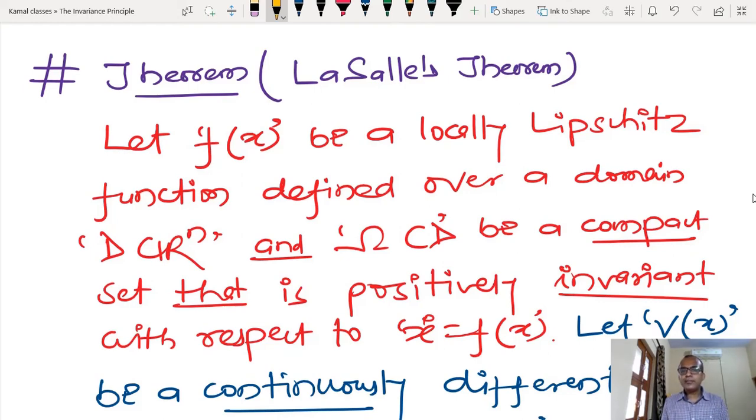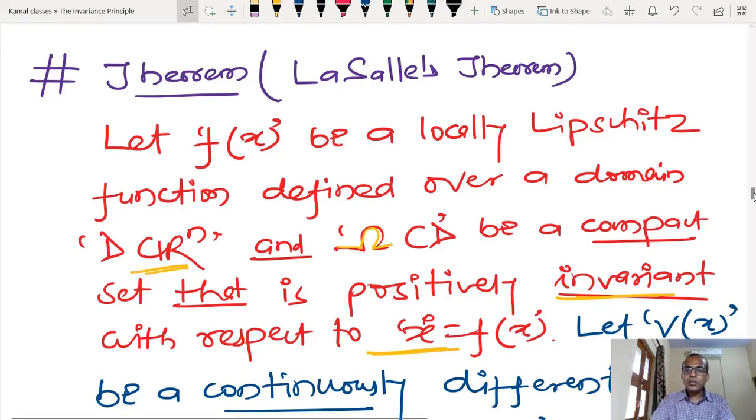Let fx be a locally Lipschitz function defined over a domain D, and let omega, a subset of D, be a compact set that is positively invariant. That means if a solution starts from this omega, it is going to live inside omega. Whatever solution is generated from it, I assume it remains inside. Since fx is locally Lipschitz, there exists a unique solution for all t greater than or equal to t0 inside this compact set, just from the existence and uniqueness theorem.